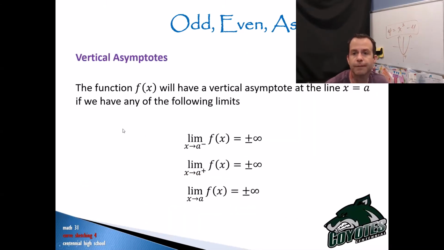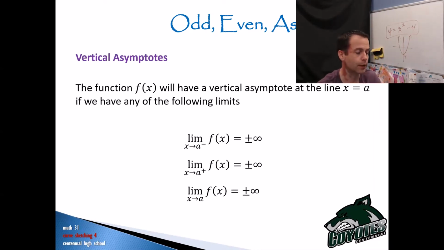The function f of x will have a vertical asymptote at the line x equals a if we have any of the following limits. If the limit on the left approaches positive or negative infinity, if the limit on the right approaches positive or negative infinity, or if the limit in general on both the right and left approaches positive or negative infinity. Either one of those creates a vertical asymptote, okay?